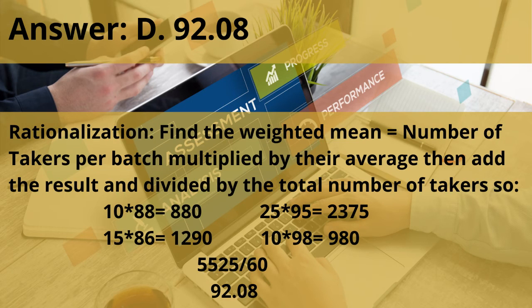So, 10 times 88 equals 880. 25 times 95 equals 2,375. 15 times 86 equals 1,290. And 10 times 98 equals 980. You are going to add the results. 880 plus 2,375 plus 1,290 plus 980 equals 5,525. Divided by the total number of takers, which is 60. And we will have the result of 92.08.